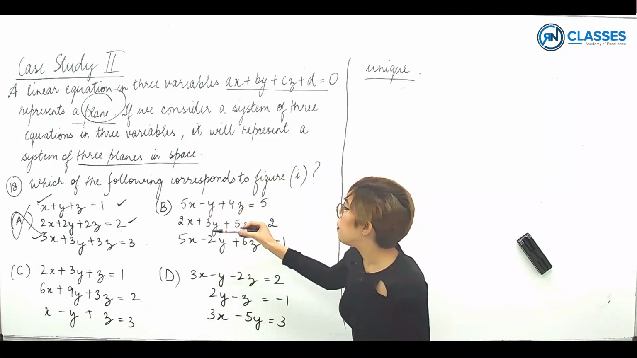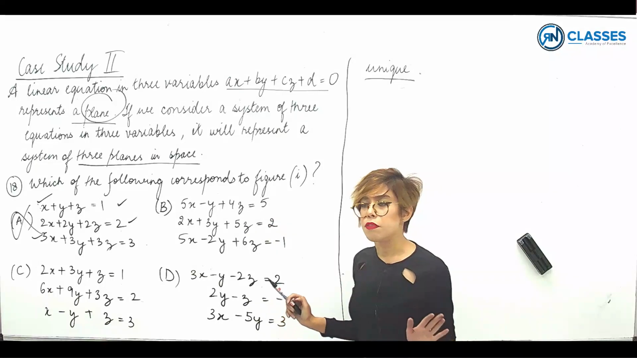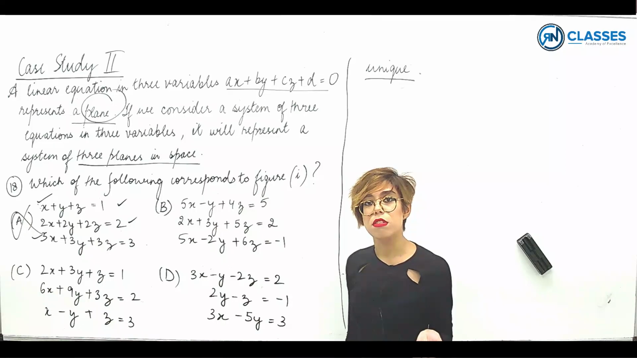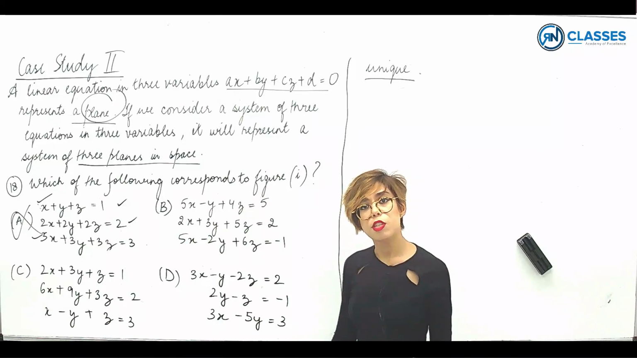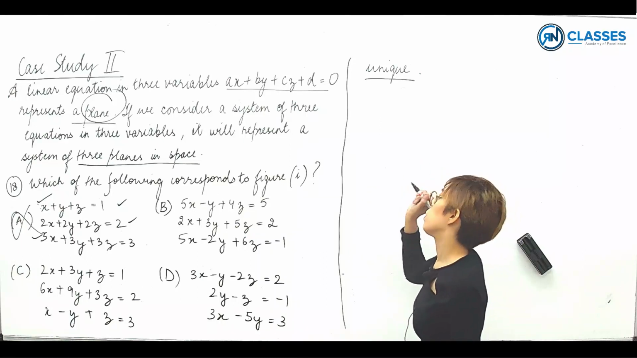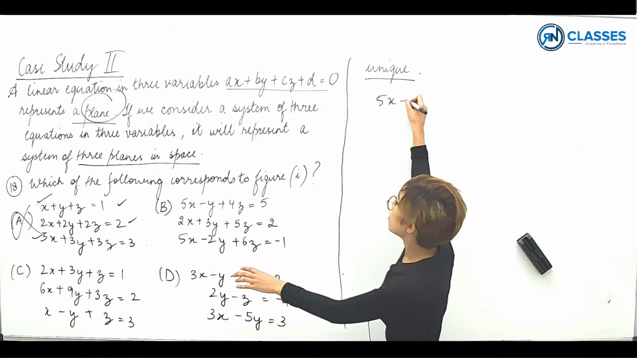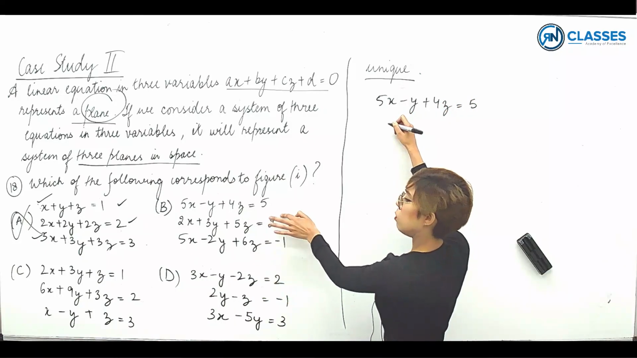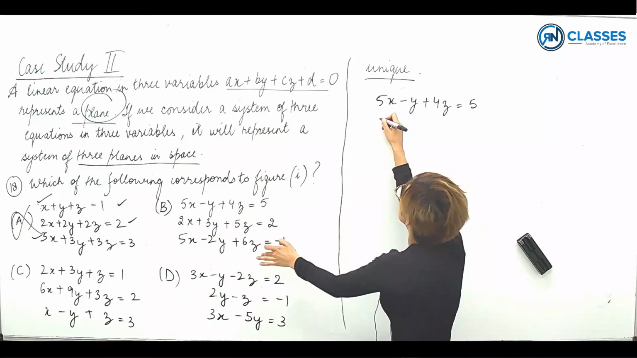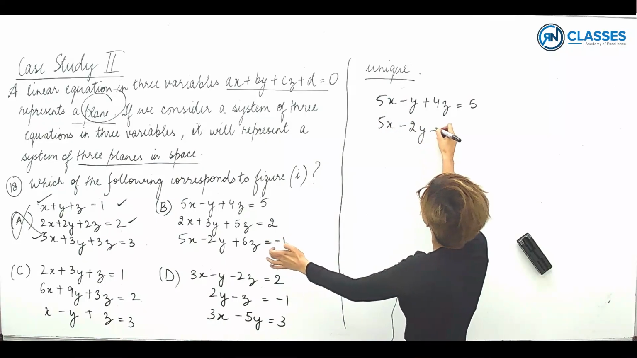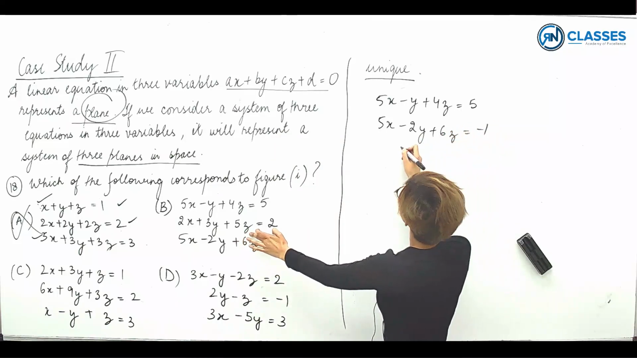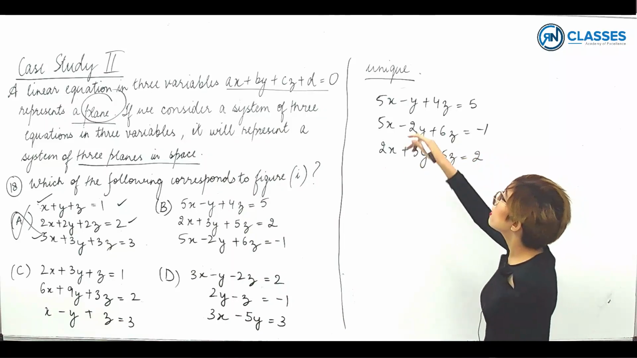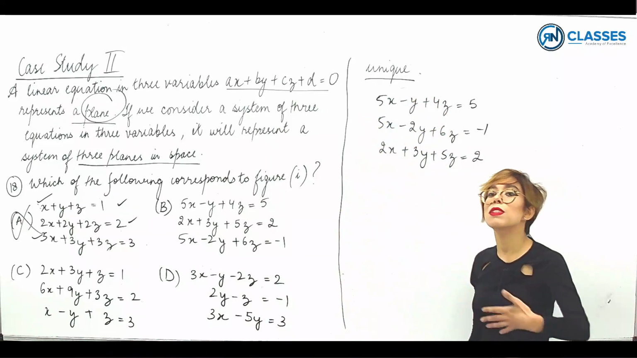Now, in this I do not see any dependency, no dependency amongst the coefficients, so that means I have to solve it. Now you will say, ma'am, how will we solve a system of three equations? By Gaussian elimination, the most beautiful method, right? Okay, so my system is 5x minus y plus 4z equal to 5. Then write this first, it is my choice, 5x minus 2y plus 6z equal to minus 1 and last 2x plus 3y plus 5z equal to 2. I wrote this together because here 5, 5 looks better, right?